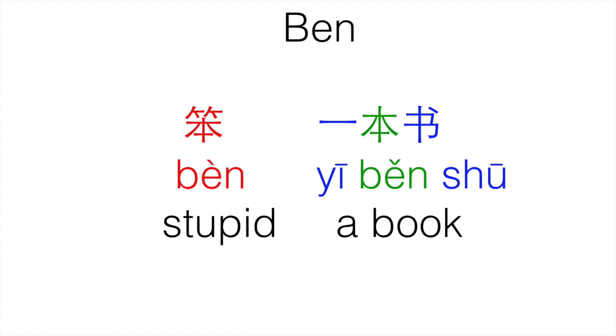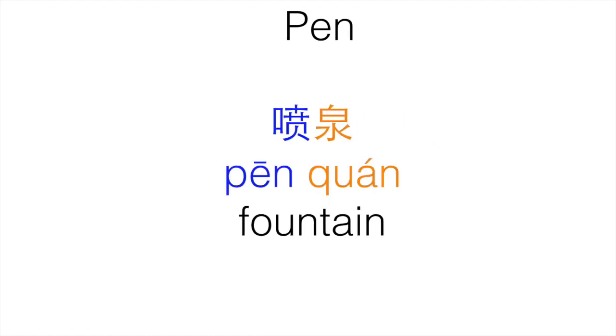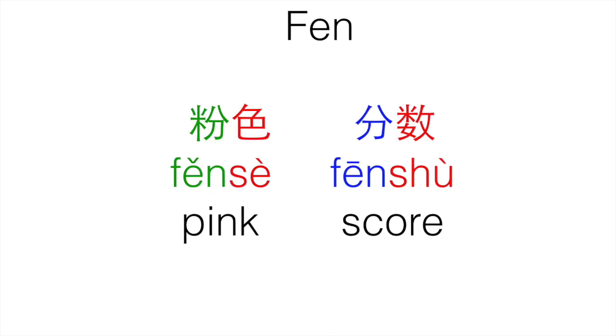笨 In the 4th tone means stupid. 一本书 This means a book. 喷泉 This word is said with a first tone and a second tone. It means fountain. So again, this pen is not pronounced pen, but pen. So hopefully you can hear the difference between those two. 粉色 This is pronounced with a 3rd tone and a 4th tone, and it means pink. 分数 Means score.